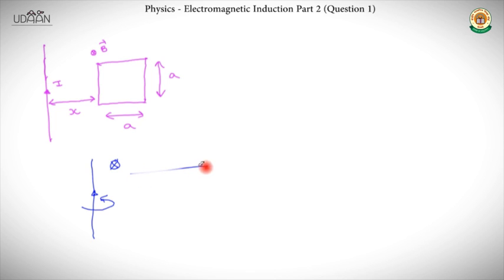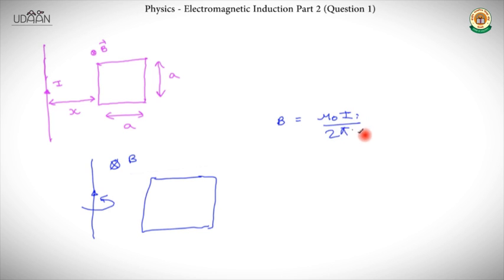Here the square loop is placed at a distance x from the wire. Now the magnetic field will be B, and this B will not be constant. It will be varying with respect to distance. The B at a distance x from the wire would be mu naught I by 2 pi x. This would be decreasing with respect to the distance.